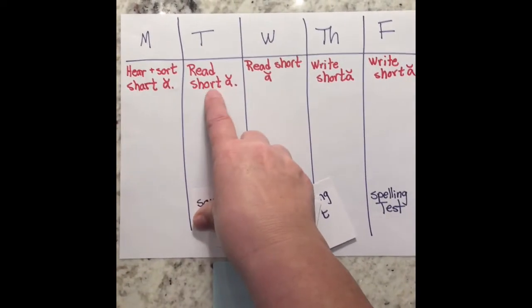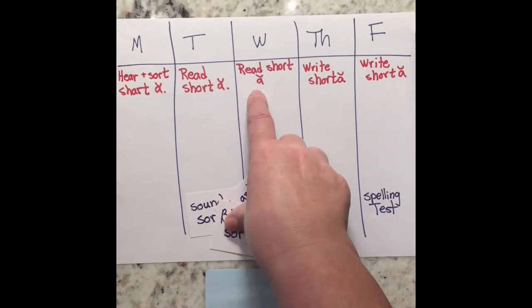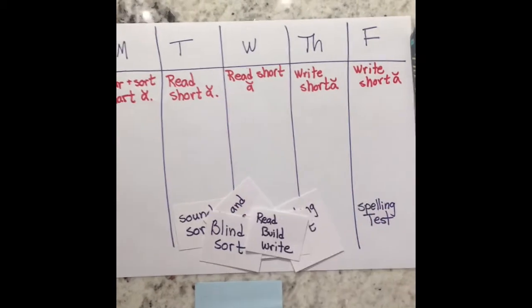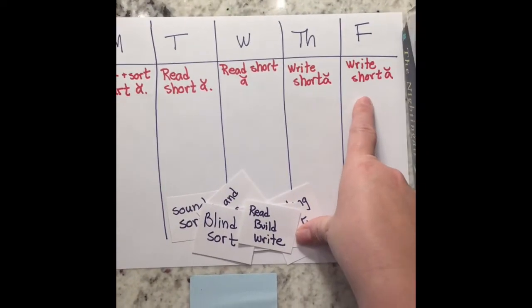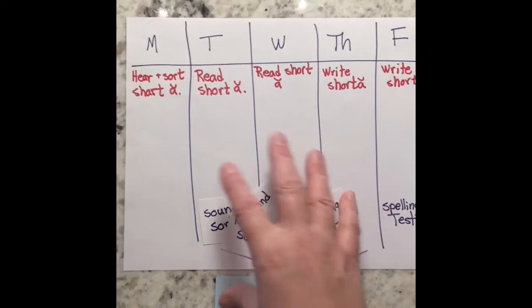And then on Tuesday, I think it makes sense to have them read the short A sound. I'll still have them read the short A sound on Wednesday. Thursday, after they've read that short A, then I think they're going to be ready to write it. And then Friday, of course, I'm going to have them write that short A sound as a little practice. And then at the end of the week, I'll have them do a spelling test.